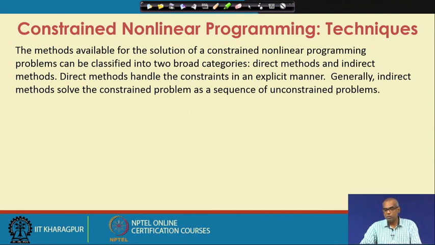Now, let us talk about the techniques or methods that are available for solution of constrained nonlinear programming problems. The methods available for the solution of a constrained nonlinear programming problem can be classified into two broad categories: direct methods and indirect methods. Direct methods handle the constraints in an explicit manner. Generally, indirect methods solve the constrained problem as a sequence of unconstrained problems.